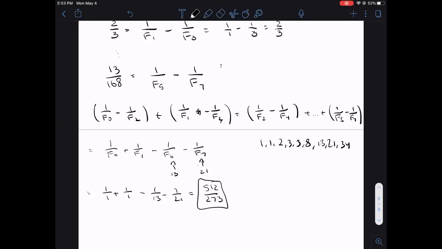Fibonacci, I think you can just search it up, and there's stuff about it. But I don't know if there's a specific chapter in AoPS books that has Fibonacci.